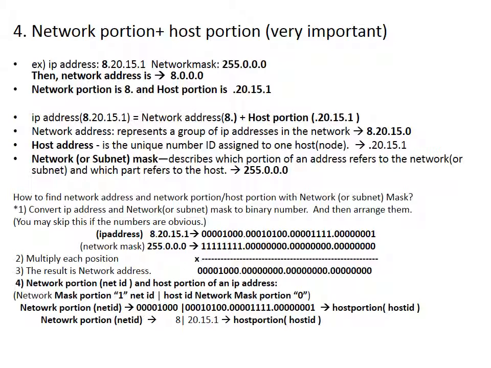Align an IP address and network mask and multiply them bit by bit. AND logic: 1 and 1 is 1, 1 and 0 is 0, 0 and 1 is 0, 0 and 0 is 0. Then the result is the network address, the network portion plus 0 in all the rest of the bits.